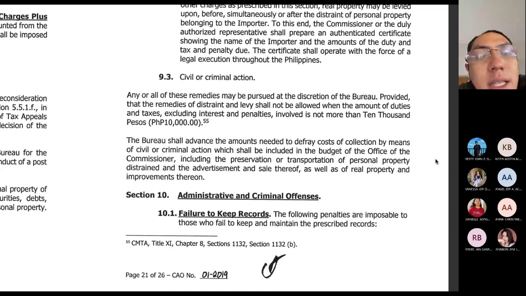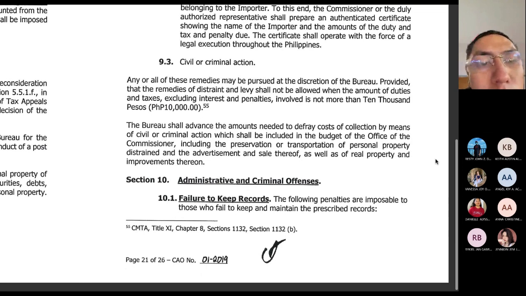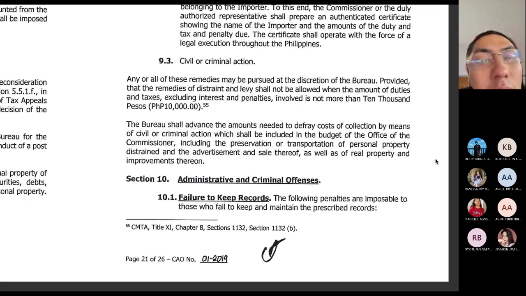The Bureau shall advance the amounts needed to defray costs of collection by means of civil or criminal action, which shall be included in the budget of the Office of the Commissioner, including the preservation or transportation of personal property distrained and the advertisement and sale thereof, as well as of real property and improvements thereon.